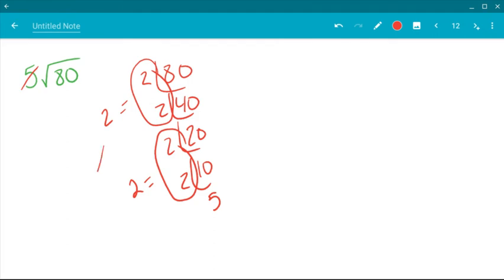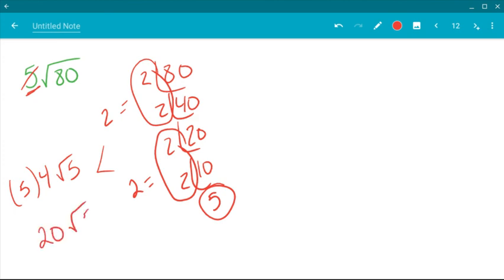So multiply those together. 2 times 2 is 4. And then what we have left over is a 5, square root of 5. And then again, we're going to bring back that 5 and multiply it to the 4 that we just pulled out. Final answer, 20 square root of 5.